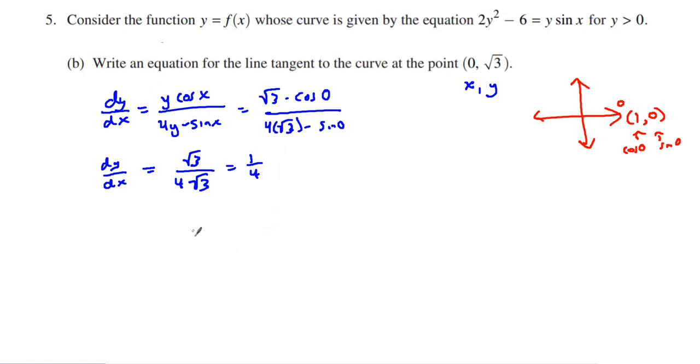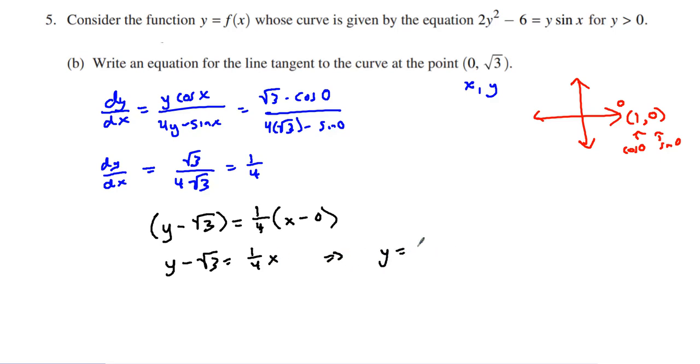Now we're going to finish with our tangent line equation. So our tangent line equation is going to be y minus our y value of root 3 equals our slope, 1/4, times x minus our x value, which was 0. And here is my equation: y minus root 3 equals 1/4 x, or you could even call this y equals 1/4 x plus root 3. And there is your equation of the line.